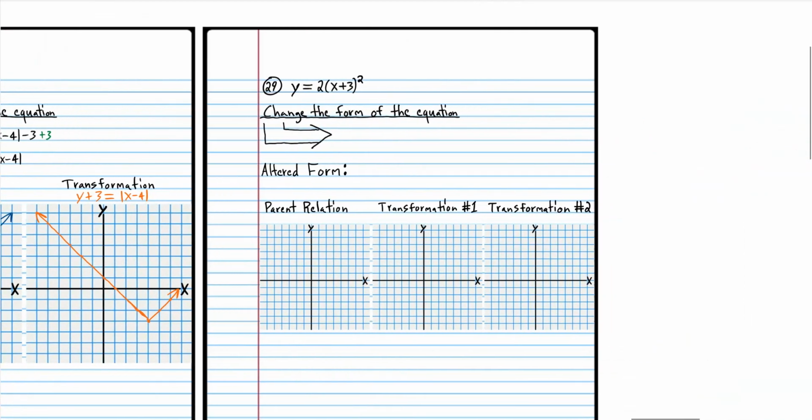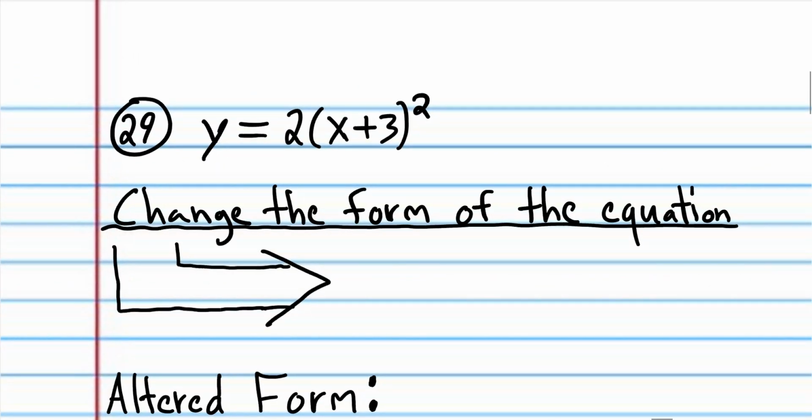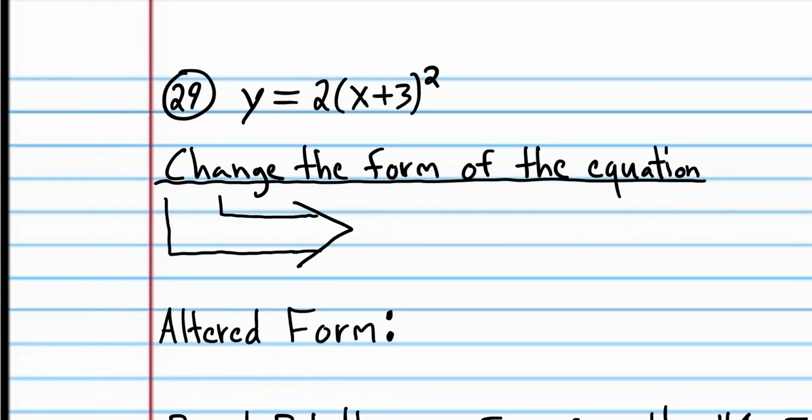Okay, let's try another one of these. You can see we're adding 3 to x. That means move the parent graph 3 units to the left. But what about this 2 here? We don't know what that 2 is telling us to do. So again, you know what's going to happen. We're going to rewrite the equation.